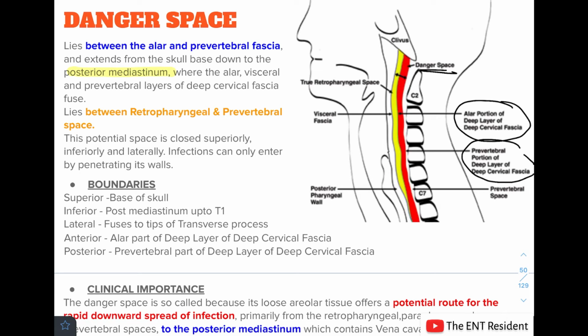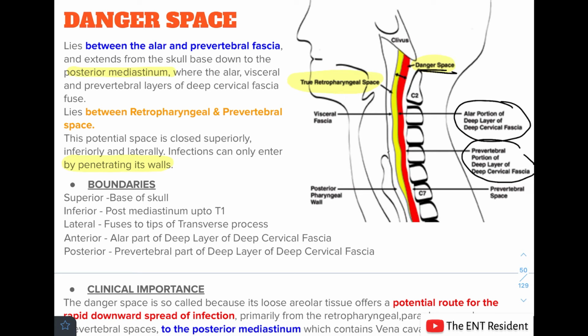The danger space lies in between the retropharyngeal and the prevertebral spaces. So, this yellow colored thing is the retropharyngeal space, the red one is the danger space, and behind the danger space lies the prevertebral space. Now, this potential space is closed superiorly, inferiorly and laterally. Therefore, infections can only enter here by penetrating its walls.